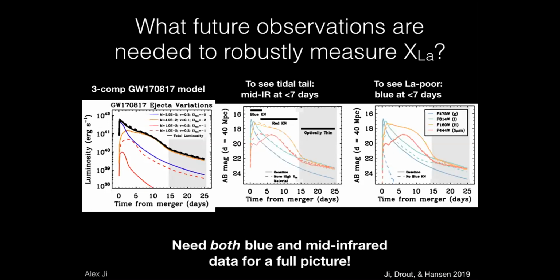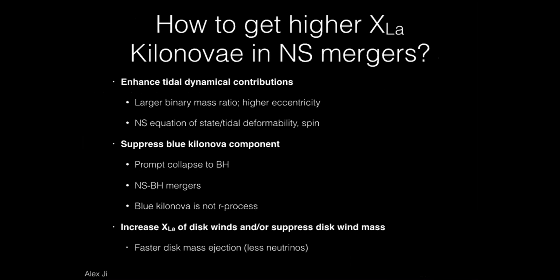Okay, so then the second question is, the lanthanide fraction is not just a random number. It actually corresponds to different physical parameters. So how do you actually get higher lanthanide fractions inside of neutron star mergers? There are three different ways. The first one is you can amp up the contribution of the tidal ejecta. For instance, if you make your binary mass ratio relatively high, or you have a higher eccentricity, then you'll throw off larger amounts of tidal ejecta. This will also change depending on the neutron star equation of state or the spin. So that's the first way: just make more of the most lanthanide-rich material.